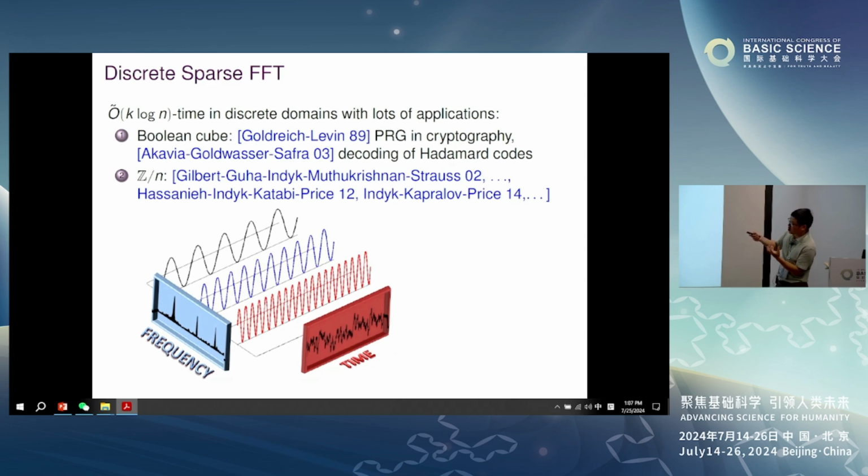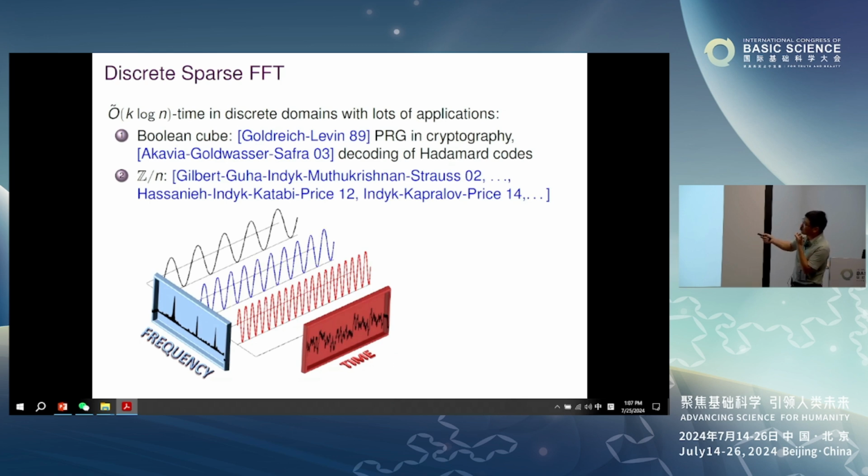K is the sparsity, and the log n is because we have noisy queries on the signal. Every frequency has n possibilities, so we need log n binary search steps to find the true position. Okay, so k log n is the correct answer.